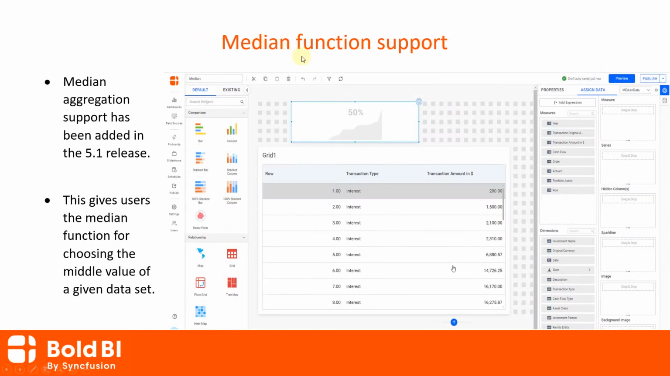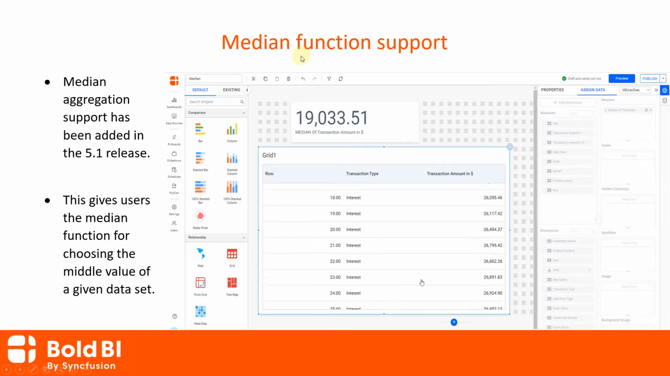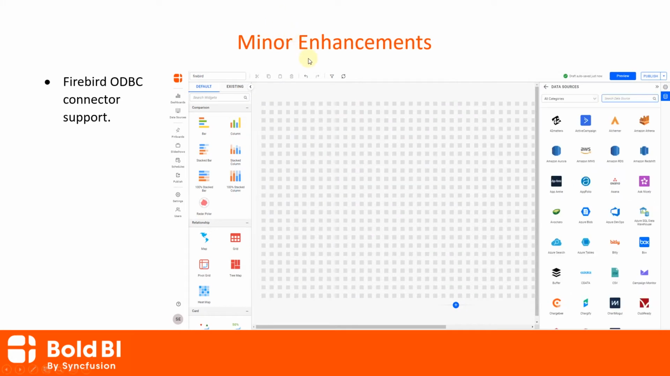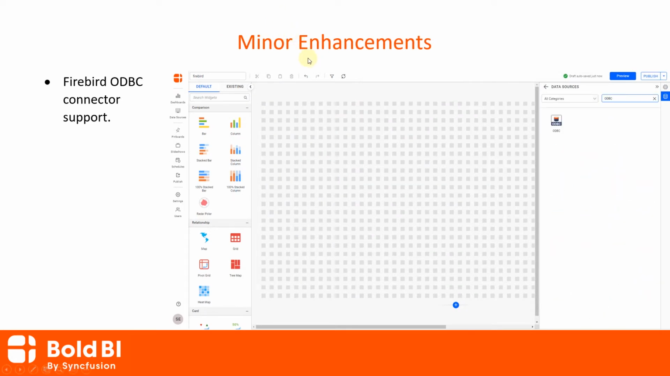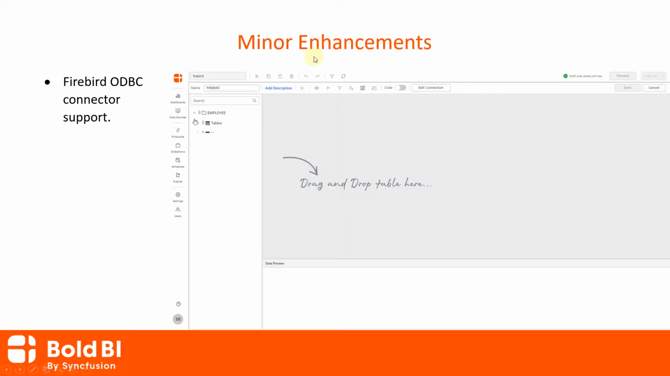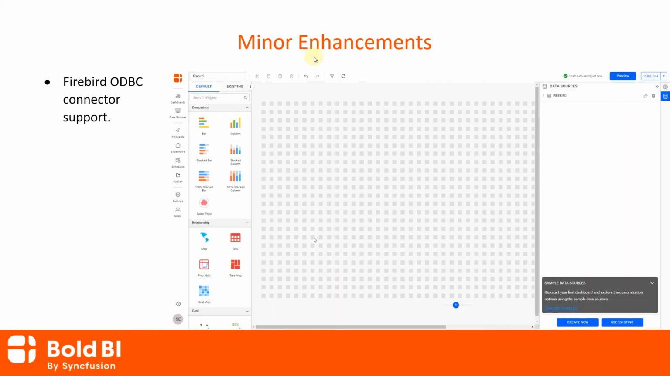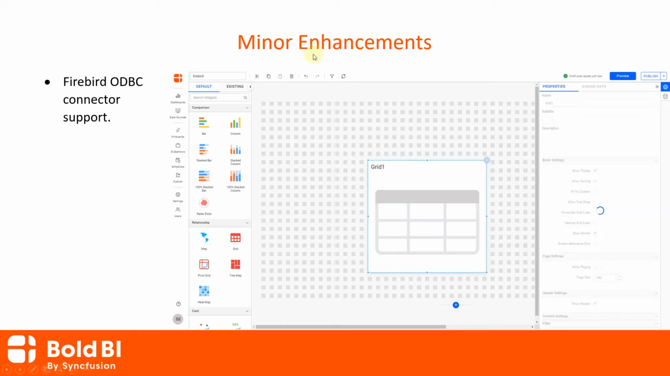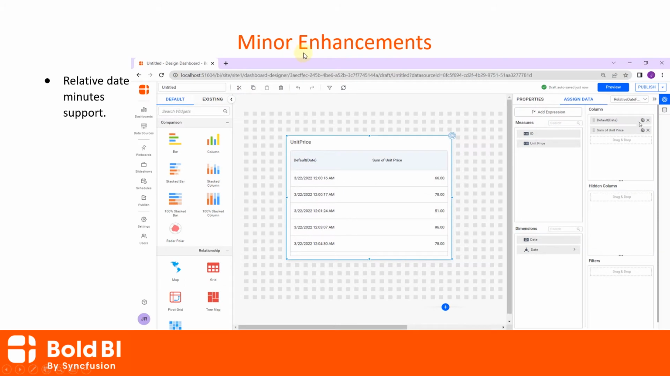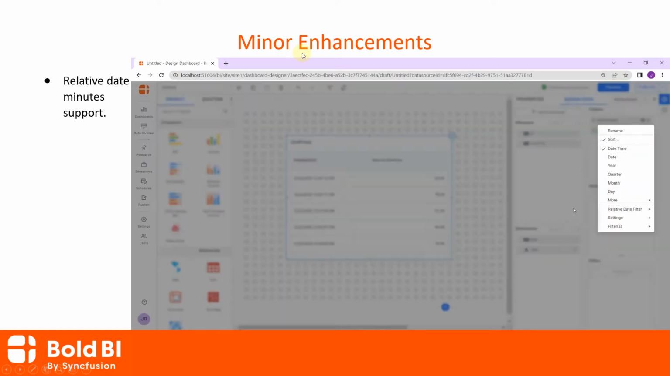Moving on to the next feature, we have implemented median aggregation support in this release. Now users can use the median function to choose the middle value of a given dataset. We've also made some minor enhancements for data sources, such as Firebird ODBC connector support, and support for minutes in the relative date filter.